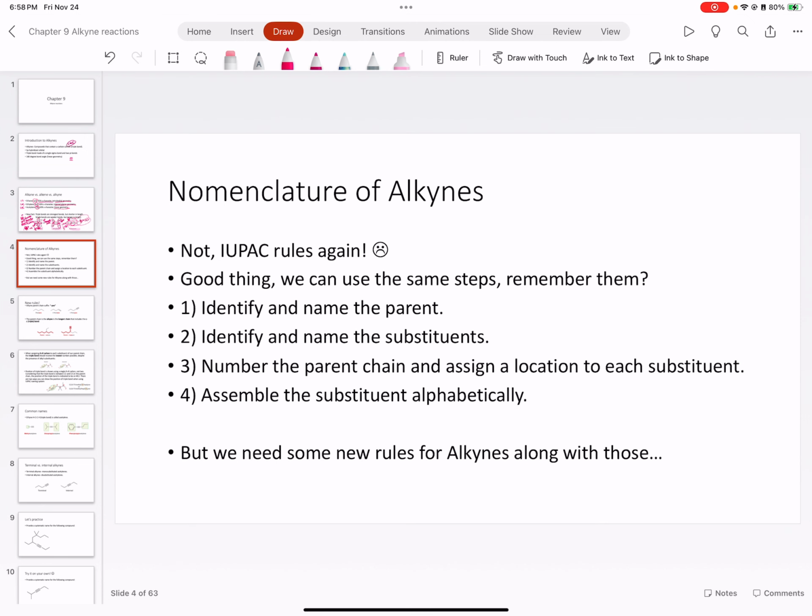So then we have nomenclature of alkynes. Yeah, IUPAC rules again. The good thing is that we can use the same steps, remember them. Step 1, as we know, is identify and name the parent. The parent chain is going to be your longest chain. Second step, identify and name the substituents. Substituents are the things that are hanging from that parent chain. Then number the parent chain and assign a location to each substituent, meaning assign a number to each carbon of the parent chain. And then after that, assemble your substituents alphabetically.